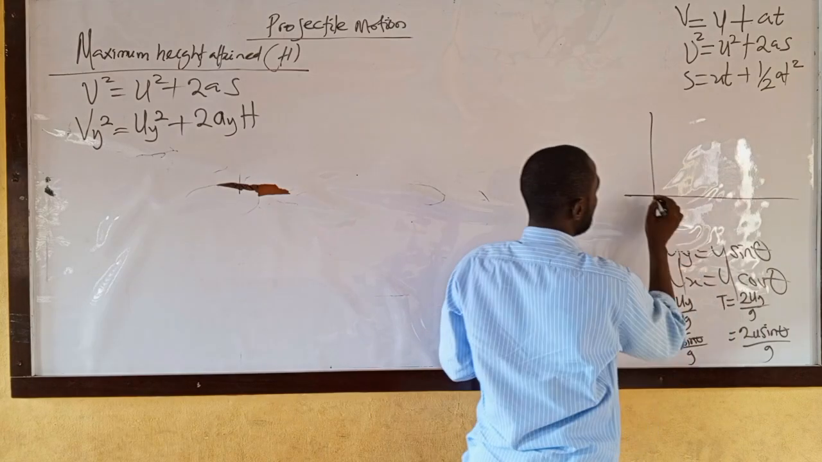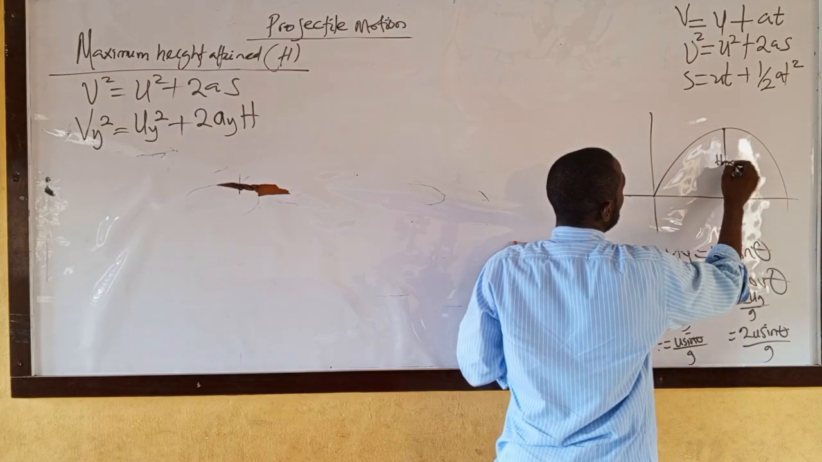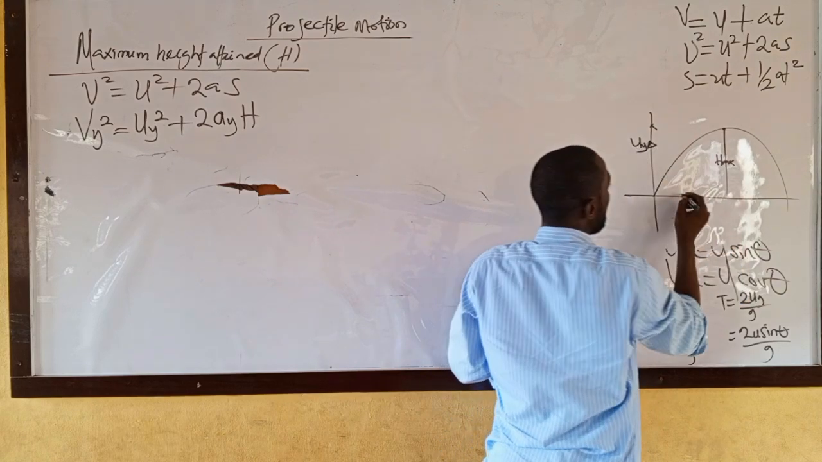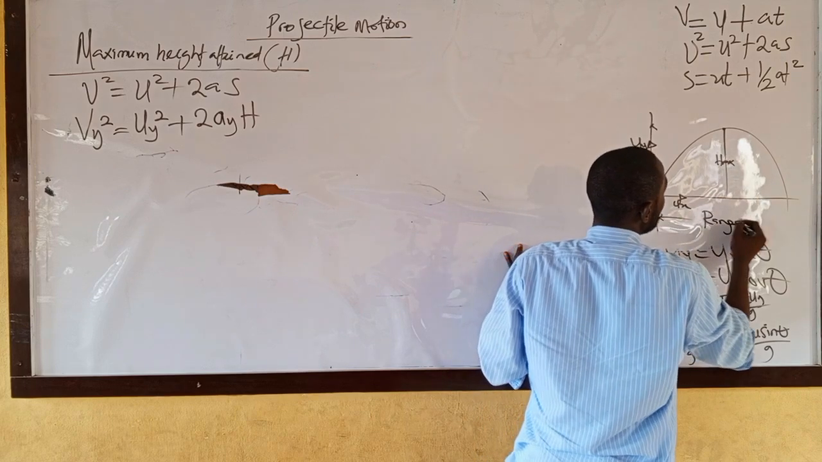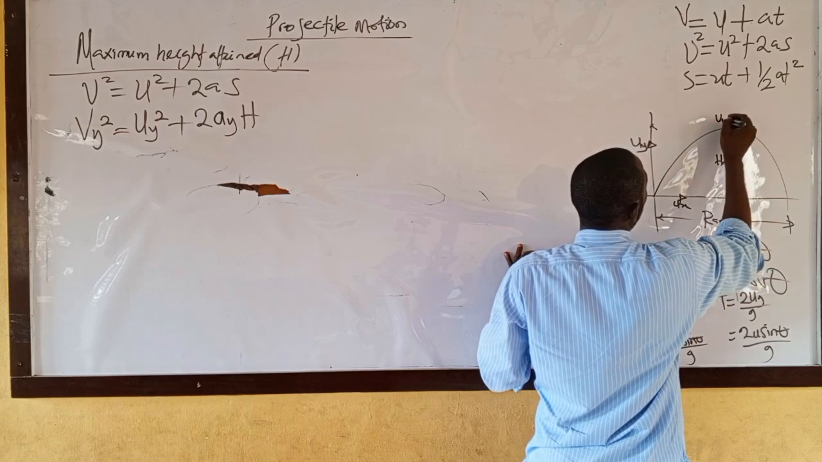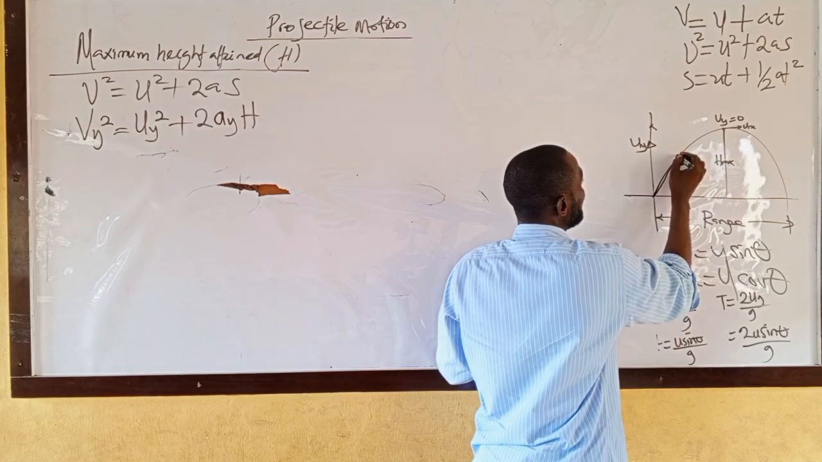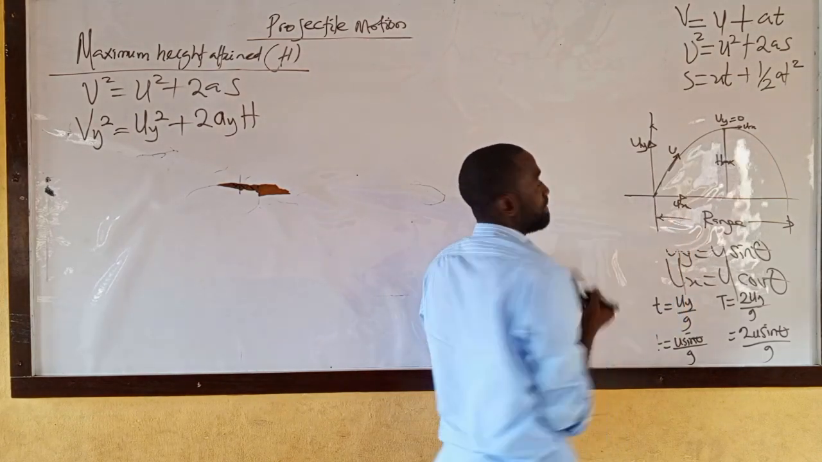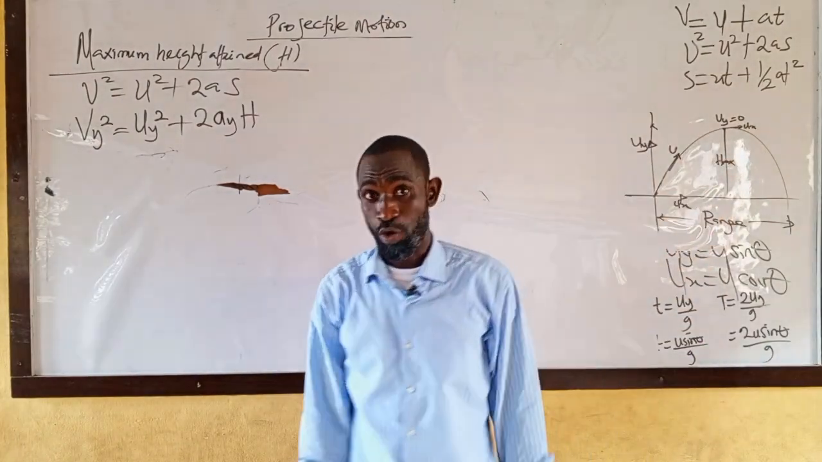Maximum height at this point, H max. So the motion is going like this, in the vertical plane. We have our u of x and u of y. Our range is here. But again, at maximum height, v of y is 0. Please don't forget this, because they ask us on it every year. At maximum height, the only velocity there is the horizontal component of the velocity.